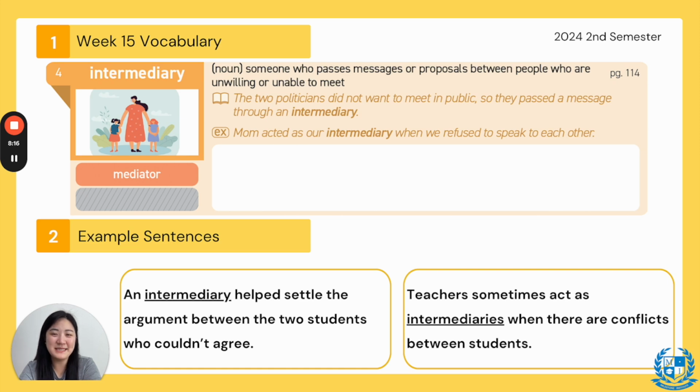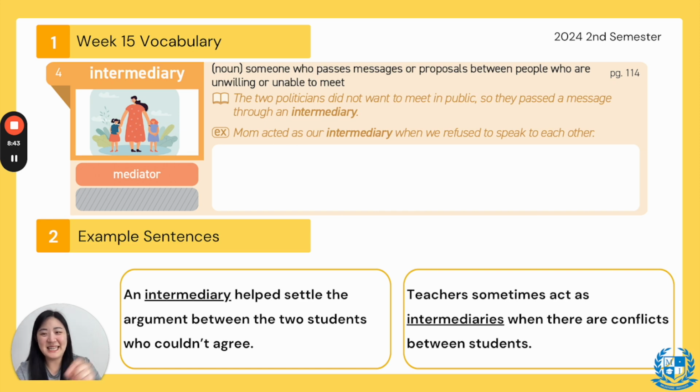Let's read the example together. 1, 2, 3. Mom acted as our intermediary when we refused to speak to each other. So maybe you have a brother or maybe you have a sister that you don't like to talk to sometimes, or when you get into a fight. And in the middle of it, there's your mom as your intermediary, or your dad or your grandparent. Who knows? Or maybe the intermediary is just another sibling also.